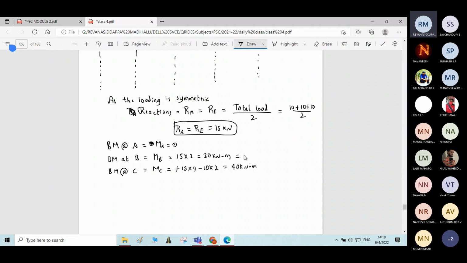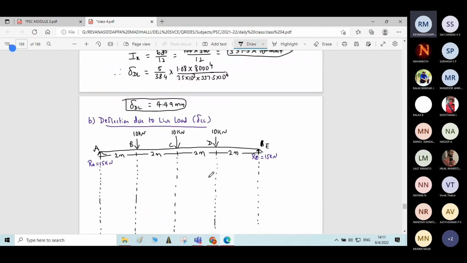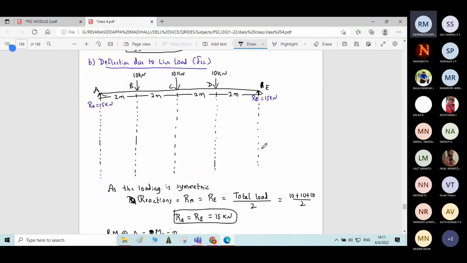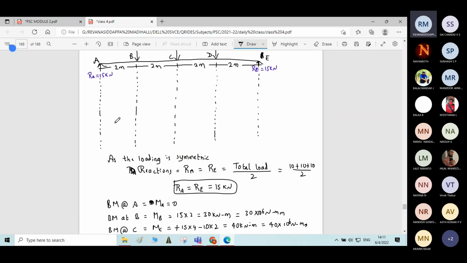In terms of Newton millimeter, it is 30 into 10 power 6 Newton millimeter here, and 40 into 10 power 6 Newton millimeter here. As the loading is symmetric, whatever moment you got at point B, the same moment will be there at point D. And whatever the moment at A, the same moment will be there at point E, that is 0. Now you can draw the bending moment diagram.